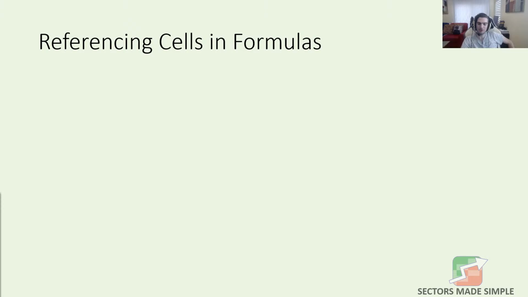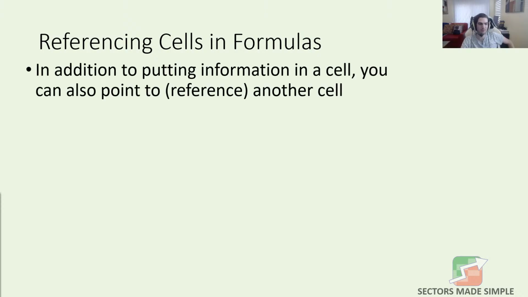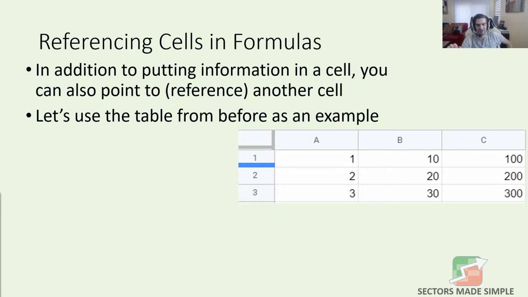So, now you all are experts in finding the information you want in a table. But in addition to putting information into a cell, you can also grab information out of one, something called referencing. Reference is a big crazy word for, hey, I want that one. Give me that one. Simple as that. And you all already know the basics of it. So let's just use the table from before as an example. Just our simple 1, 2, 3, A, B, C.